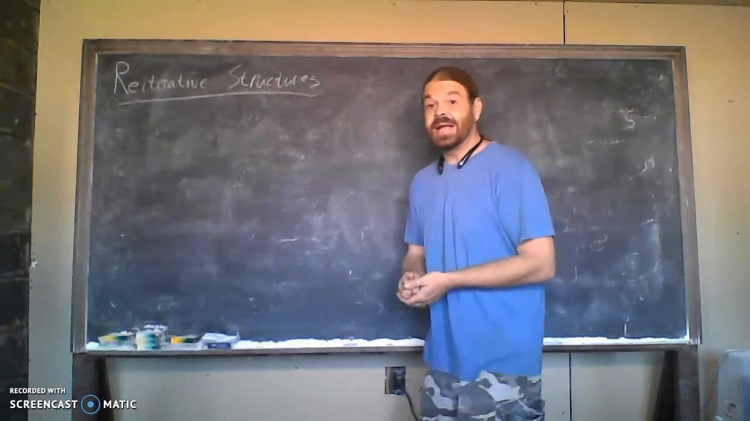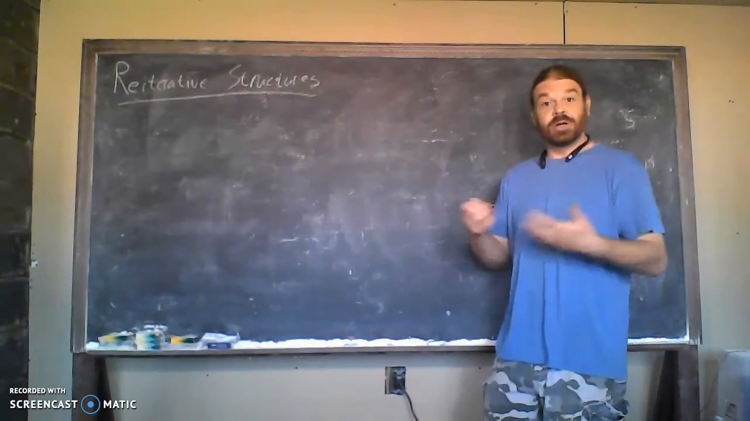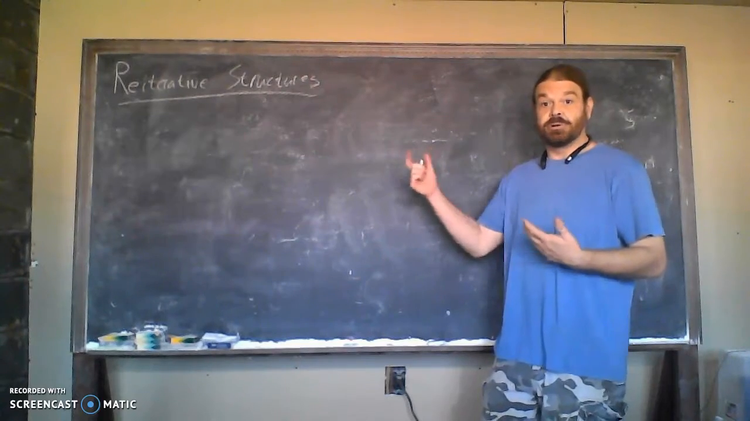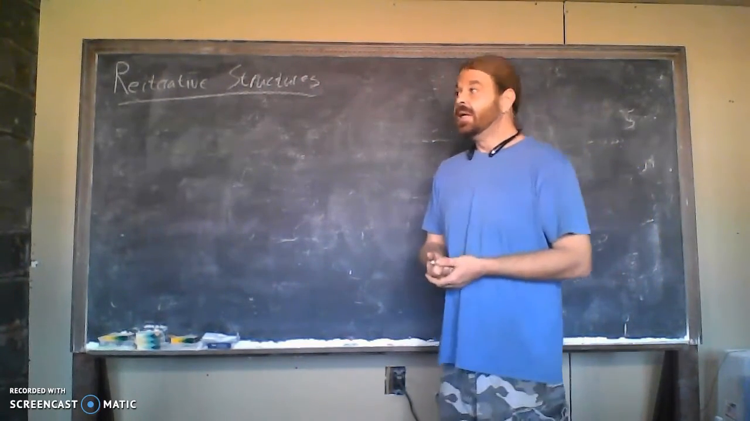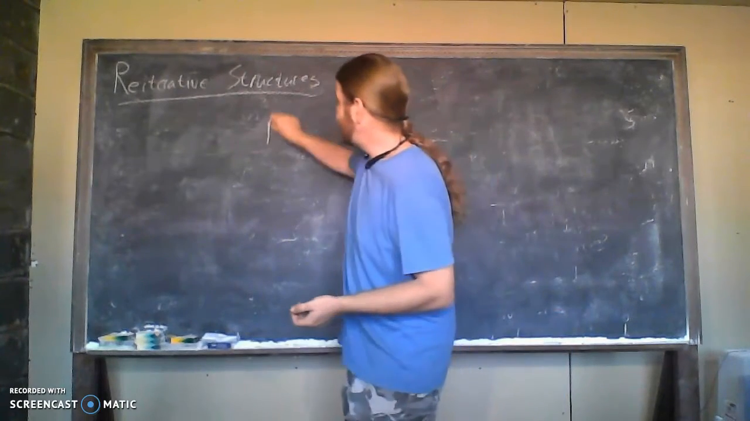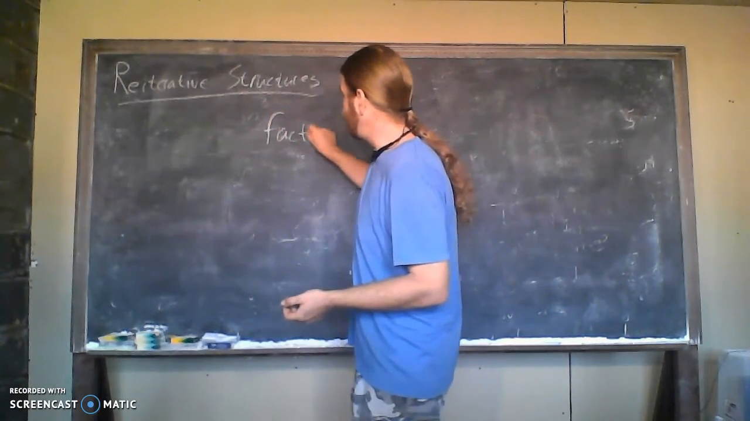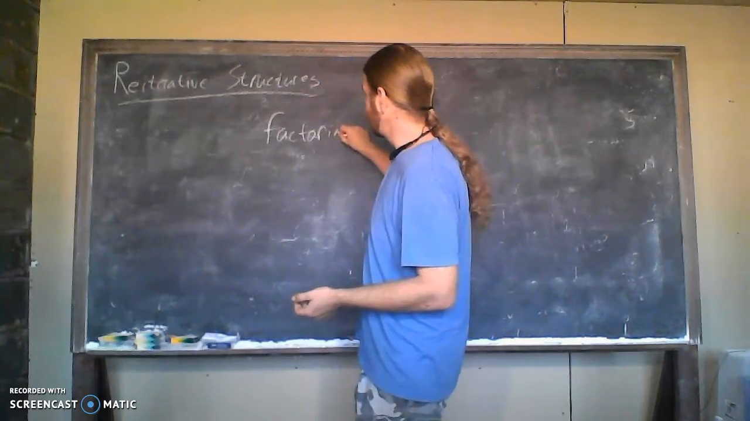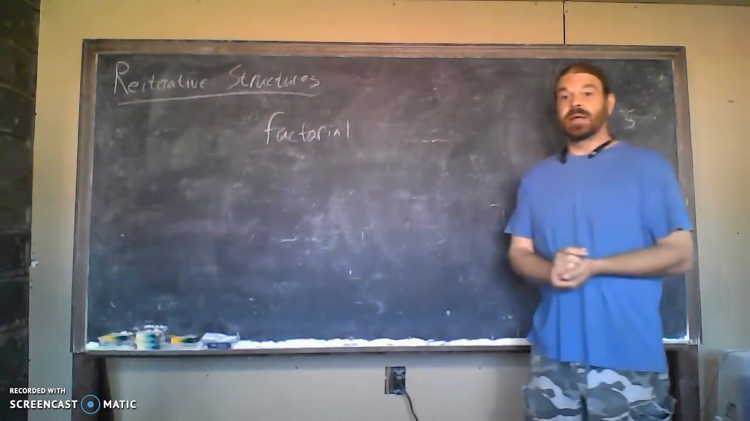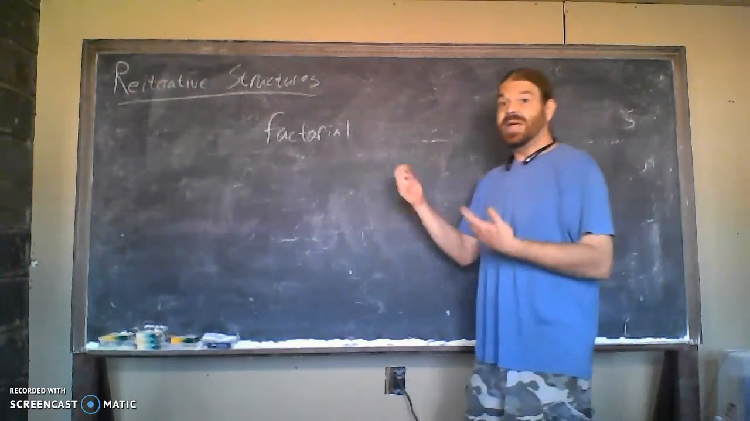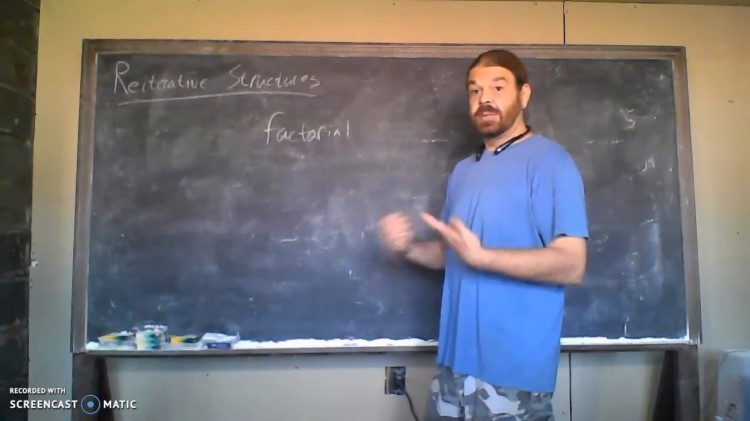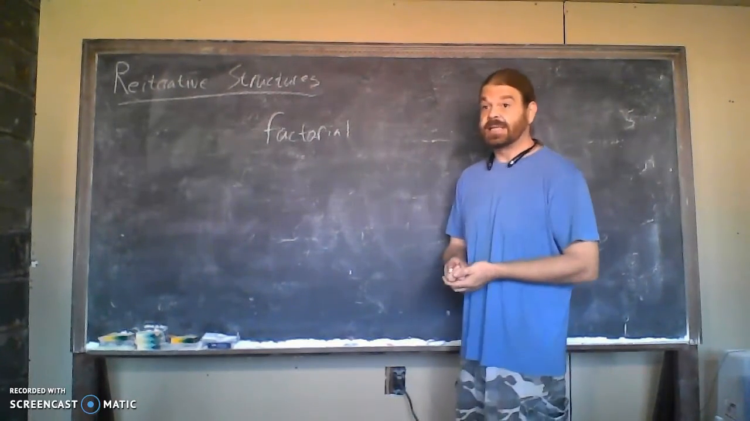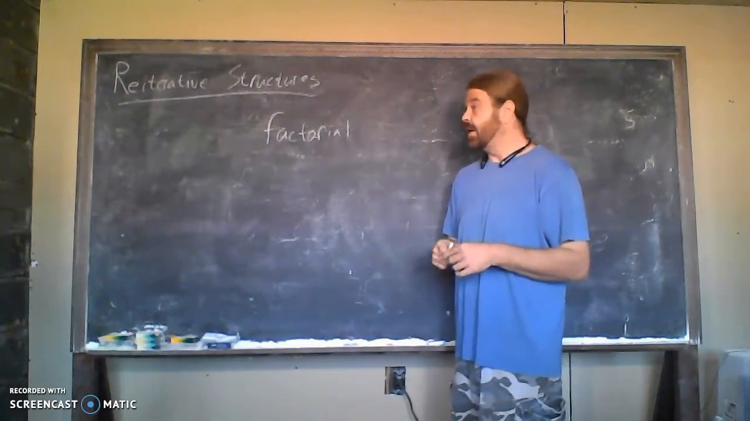So for our examples today, I wanted to do the same thing in all 3 types of reiterative structures we look at. So I was thinking factorial might make a good example. This is a math operation. You may have seen it before. Some of us see it in elementary school when we're first learning how to multiply.